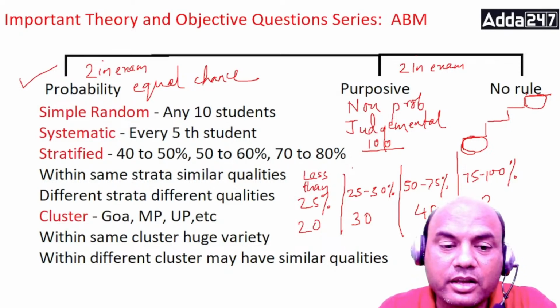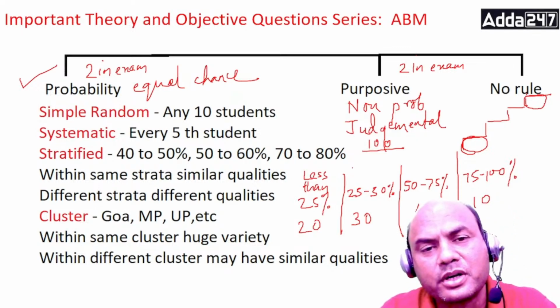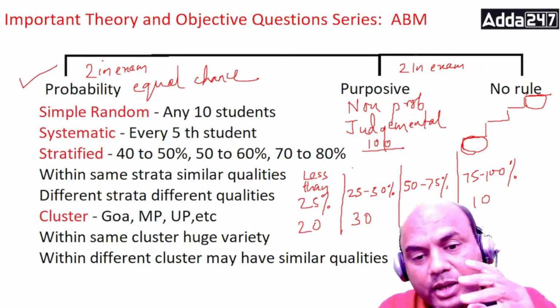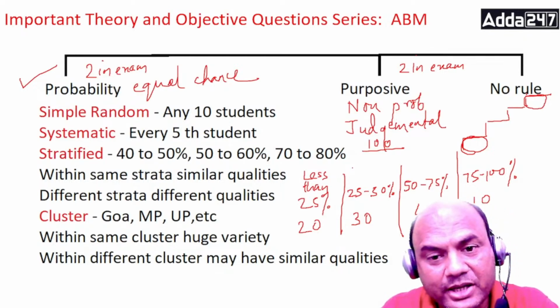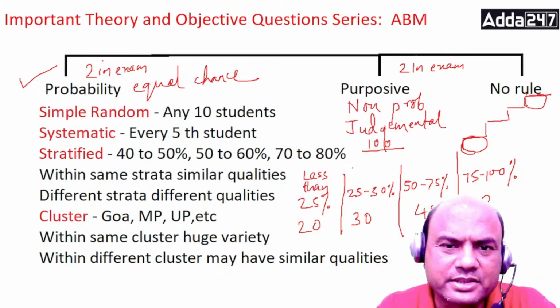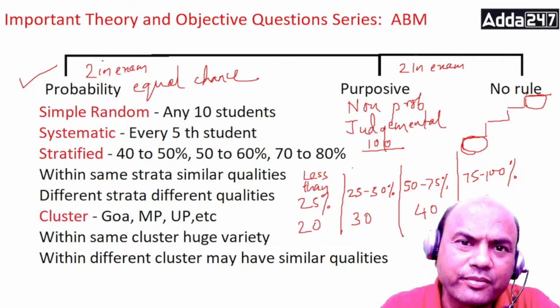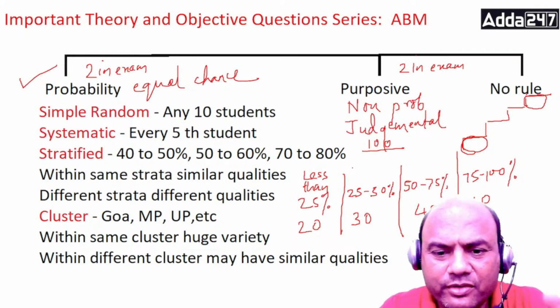Similarly over here, different strata will have different qualities. A 90% attendance student and a 25% attendance student will have different qualities altogether. Right? So these are the main 4 methods of sampling. There's also judgmental sampling that will be covered in some other lecture. There are various ways: snowball sampling, convenience sampling. There are 3 to 4 types of sampling that will be covered later.